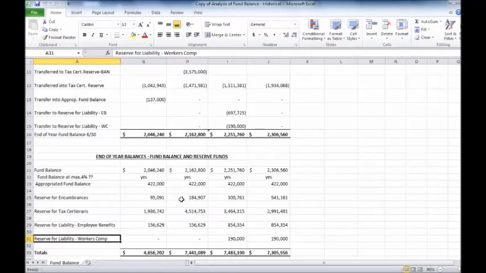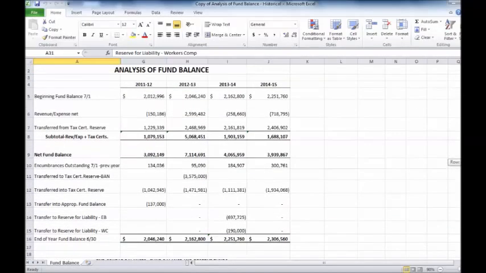The encumbrances are actually purchase orders that were placed. The tax cert reserve at the end of that year was 4.5 million, basically attributable to our borrowing, and the employee benefits remained the same. The following year, again, it's the same procedure, same format. There were only a few variances that year where we had been underfunded by the employee benefit liability.